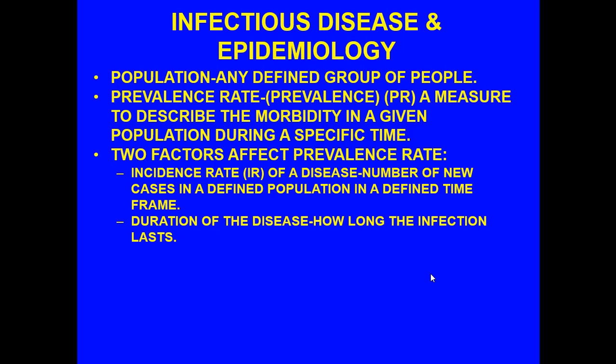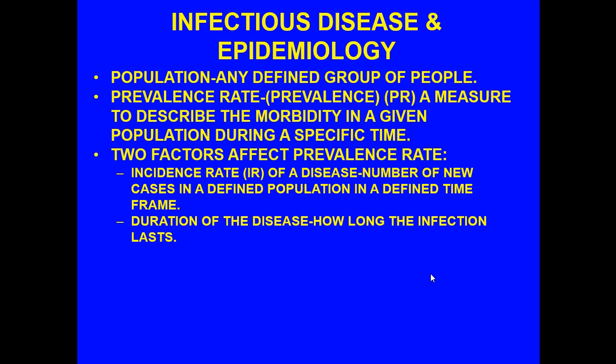When we talk about the prevalence rate, otherwise known as prevalence, this is a measure to describe the morbidity in a given population during a specific time. If you're not familiar with morbidity, basically it means how many get sick. Don't get it confused with mortality. Mortality is how many people die.